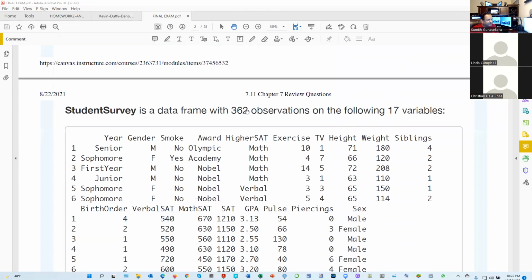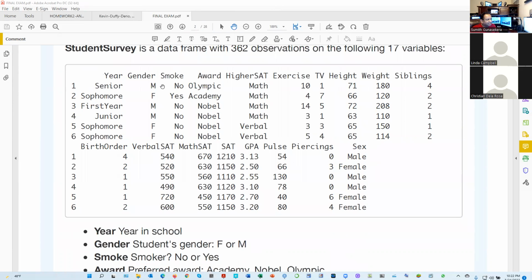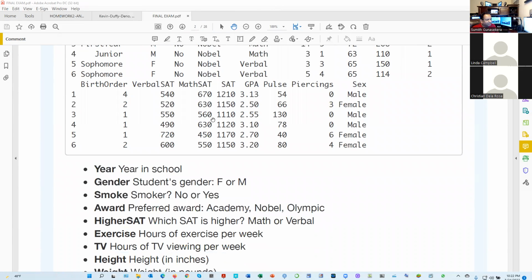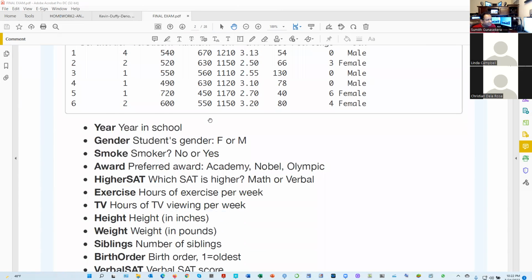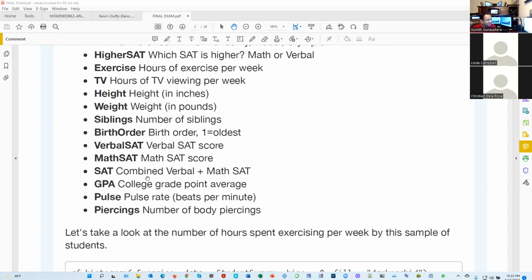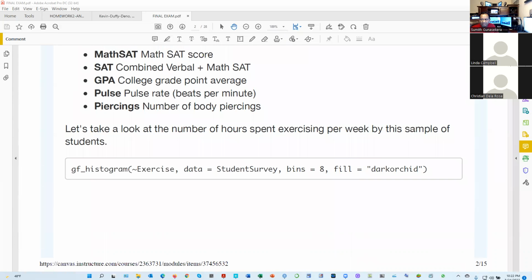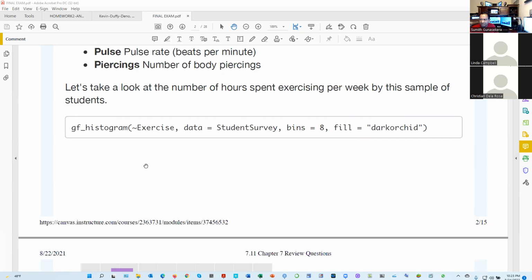Say the student survey is data from 362 observations on the following 17 variables. Year, gender, smoke or not, award, higher status, exercise, TV, height, weight, sibling, birth order, verbal, GPA, fall and piercing. I think we have seen this data set earlier, very clearly, a long time ago. So let's look at the number of hours spent exercising per week by the sample students.